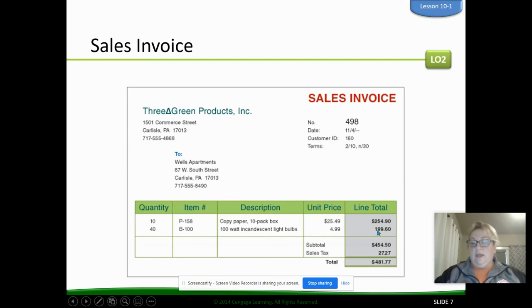So down here, it tells us what they bought, the item number, description, the unit price. They have the individual line totals, and then they give us our subtotal. So the subtotal is going to be our sales, because this is the amount of the merchandise itself before taxes. So this is going to be our sales number. Here is our sales tax number, and then this is the amount that our customer is going to owe us. Okay, so sales, sales tax, accounts receivable, if you can remember that.